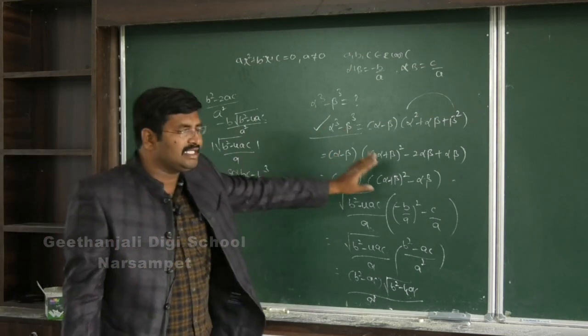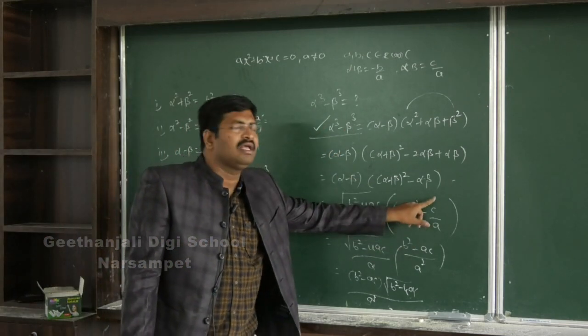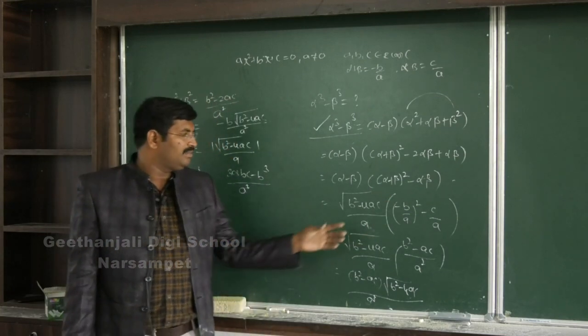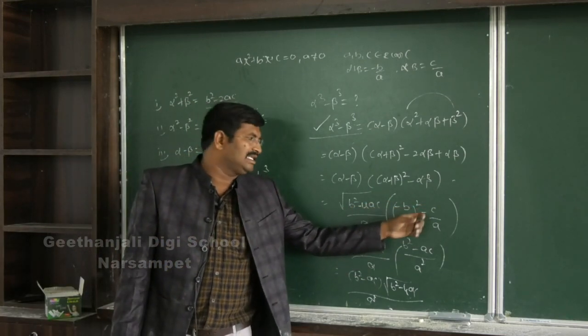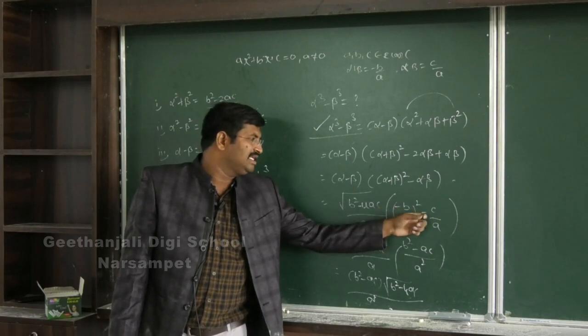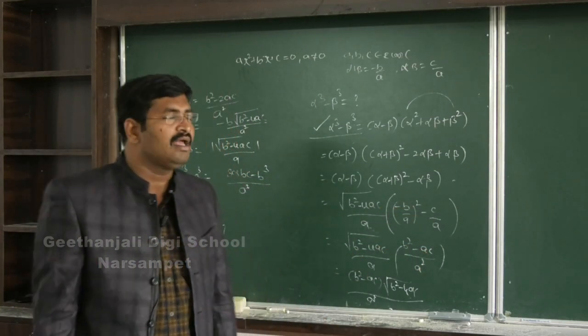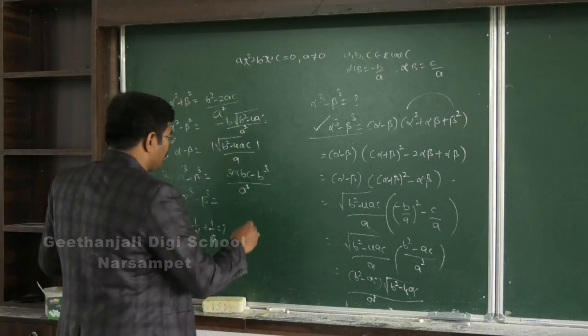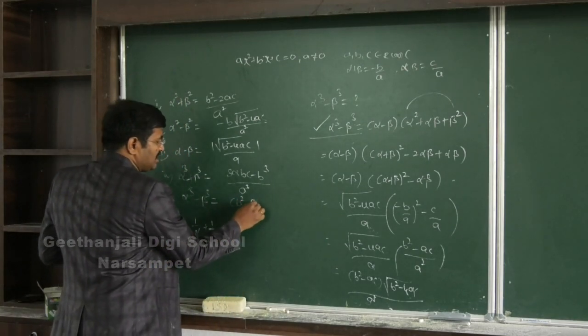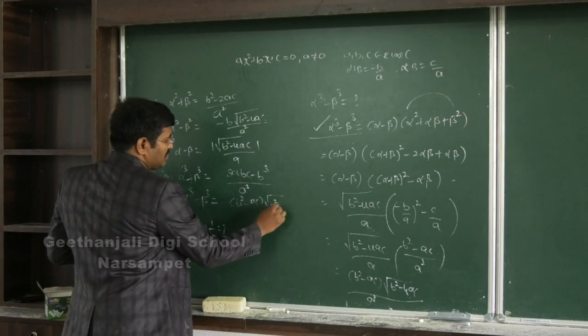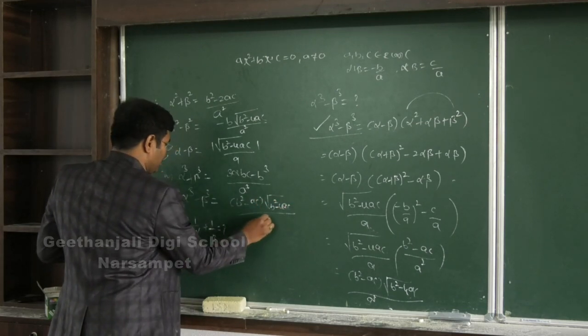Then alpha plus beta is minus b by a, alpha beta is c by a, that is equal to b square by a square minus c by a. Taking the LCM, b square minus ac, then you will write as a product, that is alpha cube minus beta cube. Then you can write b square minus ac root of b square minus 4ac by a cube.